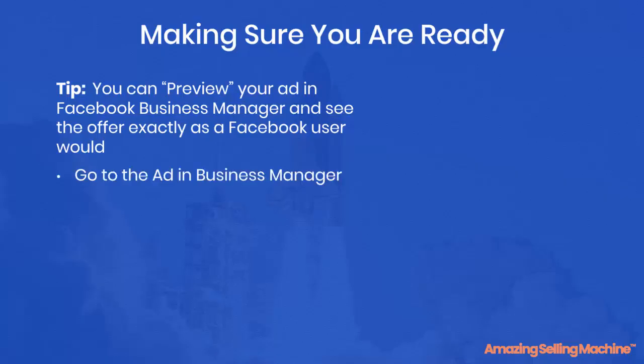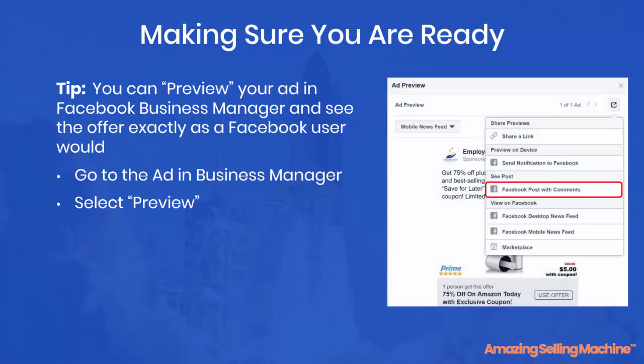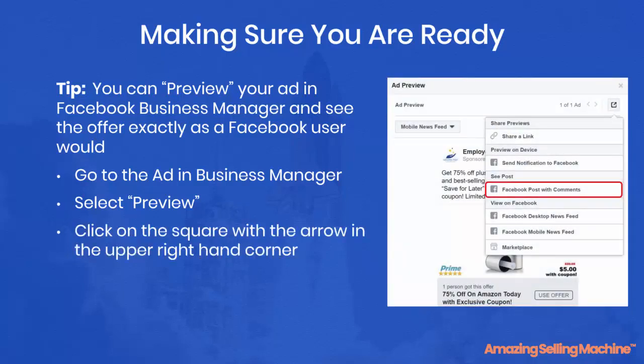You go to the ad inside of Business Manager, you select Preview, and here's a picture of that right there. And then you click on the square with the arrow in it in the upper right-hand corner and select Facebook Post with Comments. Now, if this doesn't make sense right now, I'm actually going to walk you through exactly how to do it later on in this lesson.